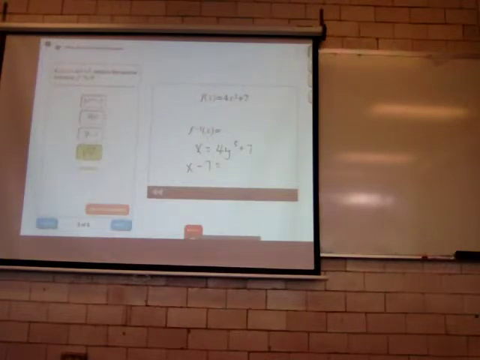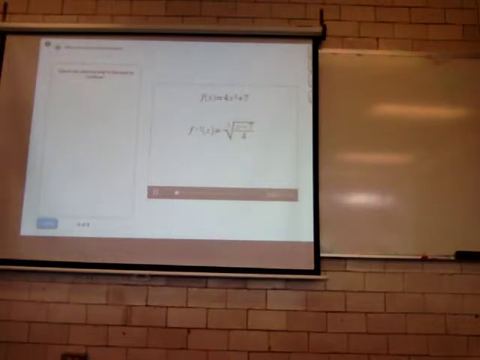So we have x minus 7 equals 4y cubed. Then we can divide both sides by 4. This leaves us with x minus 7 over 4 equals y cubed. Finally, we'll take the cube root of both sides, and this gives us the cube root of x minus 7 over 4 equals y. Correct. The inverse of this function is the cube root of x minus 7 over 4.